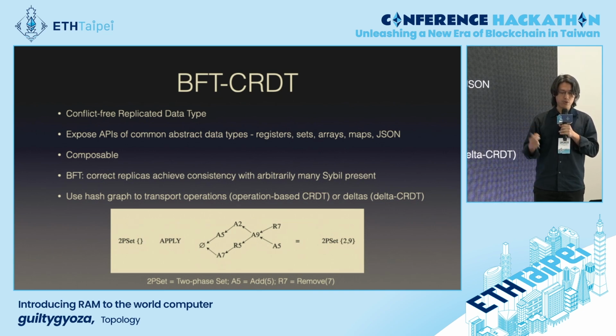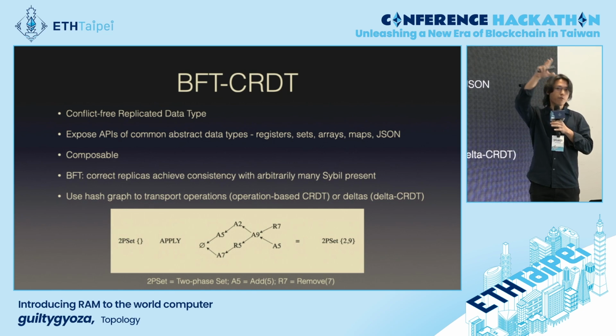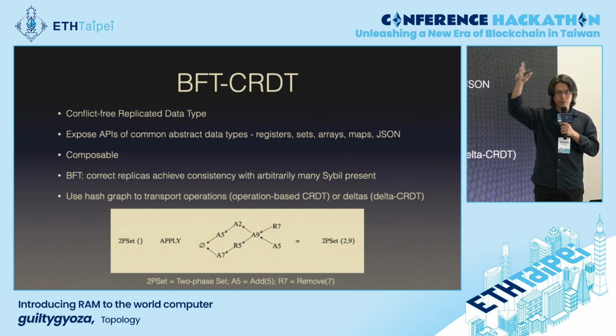So following this graph, you will have a new two-phase set on the right, which has element 2 and element 9 remain in the set. Right, so the summary for here will be, we have these wonderful properties about I-confluence and about having a distributed system without any consensus mechanism required and so on.